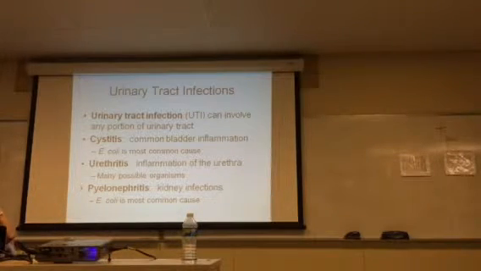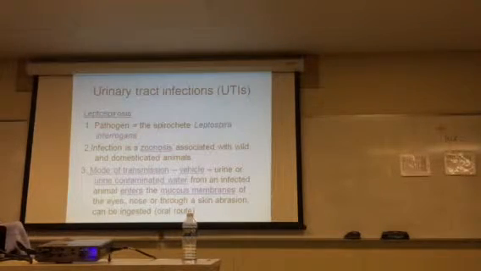Urethritis is inflammation of the urethra, and there are many organisms that can cause that. And then pyelonephritis is the kidney infection, and again, E. coli is the most common cause, because if you have a bladder infection caused by E. coli, it usually ascends up into the kidney.